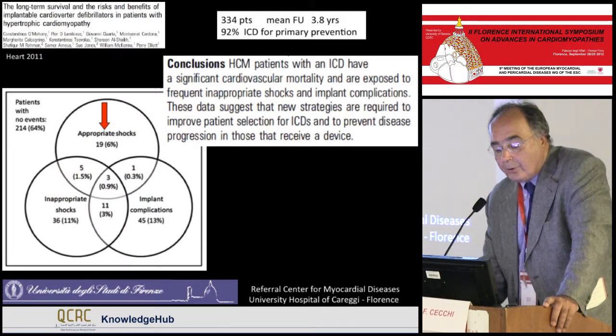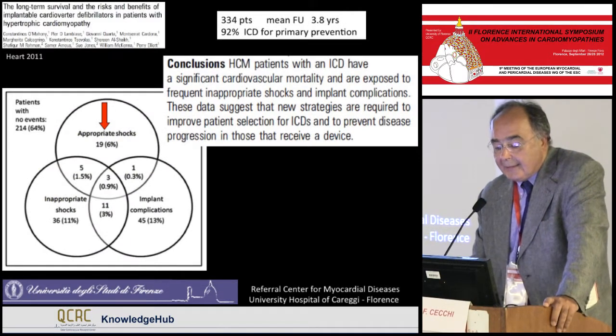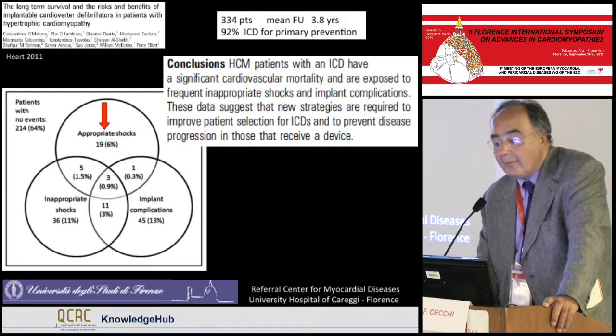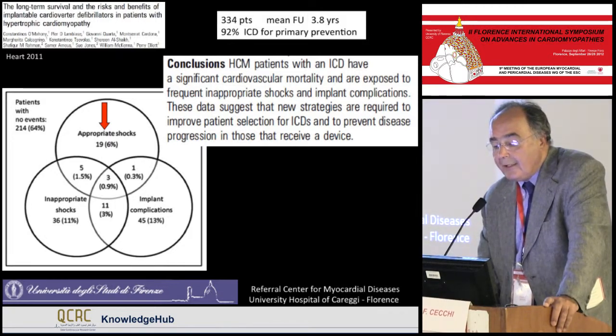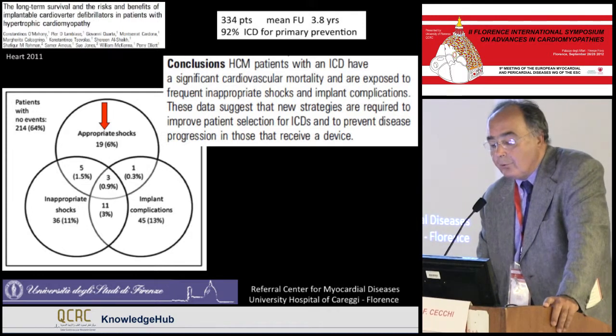One of the papers that reported more clearly the device complications was the one by the group of London again, who analyzed a fairly large number of patients which had the ICD implanted mostly for primary prevention. And their conclusion here was that HCM patients with an ICD have a significant cardiovascular mortality and are exposed to frequent inappropriate shocks and implant complications. This data suggests that new strategies are required to improve patient selection and to prevent disease progression in those that receive a device.